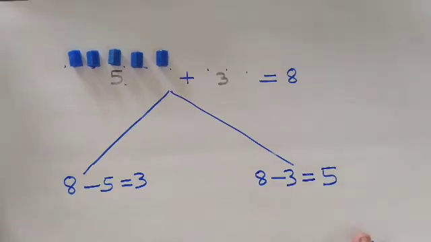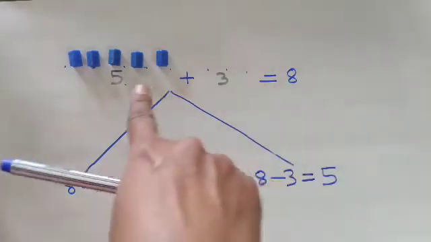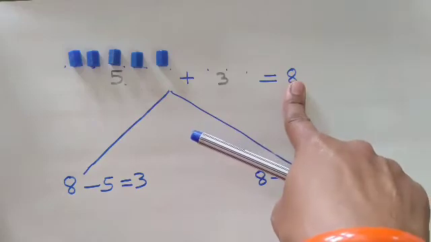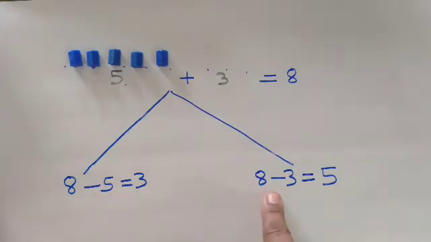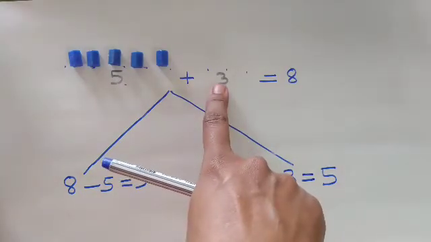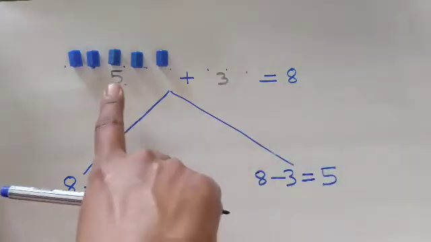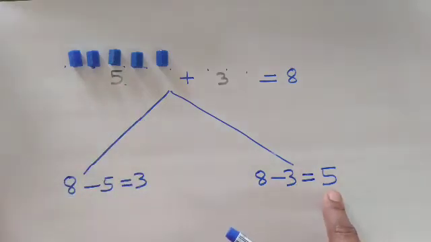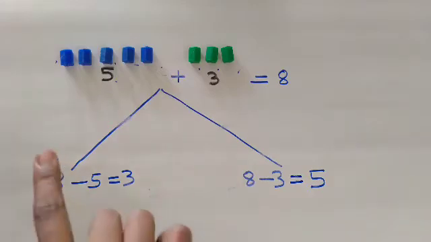So children, can you see, or can you understand, that if you subtract one number from the sum, you will get the other number as a difference. Here also we subtract one number, 3, from the sum 8. We got the other number, that is 5, as a difference. So children, what we have understood from this example is that from every example of addition we can get 2 examples of subtraction.